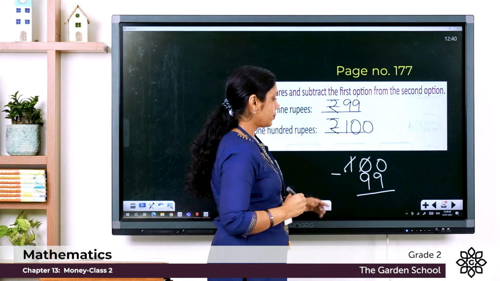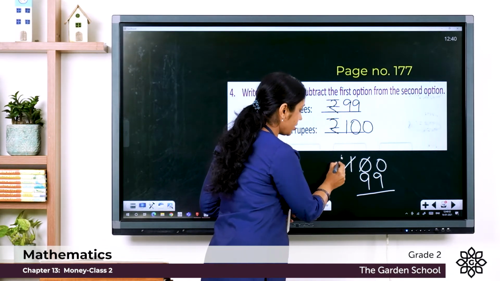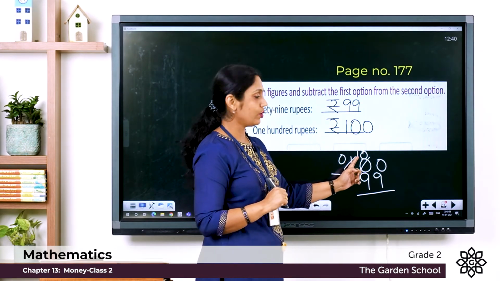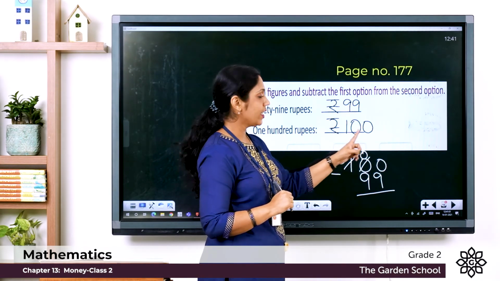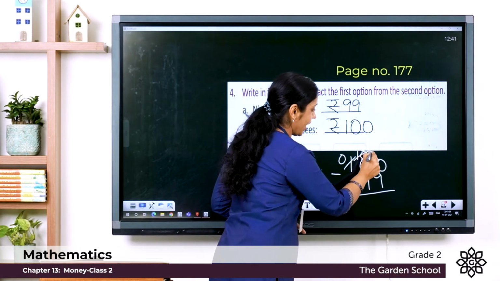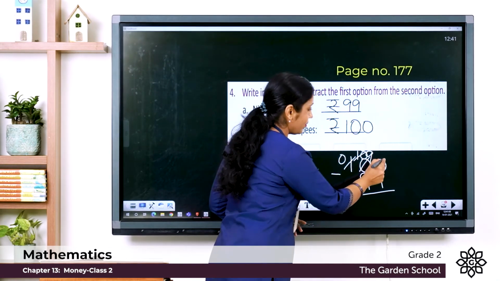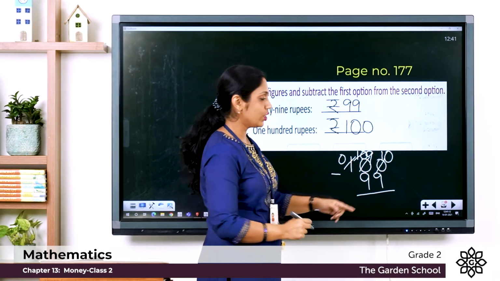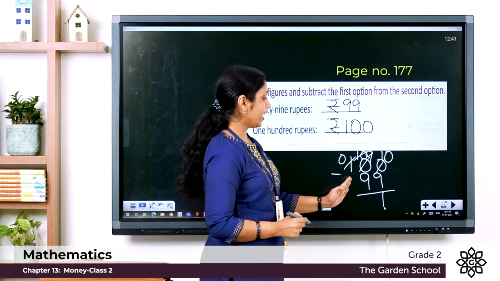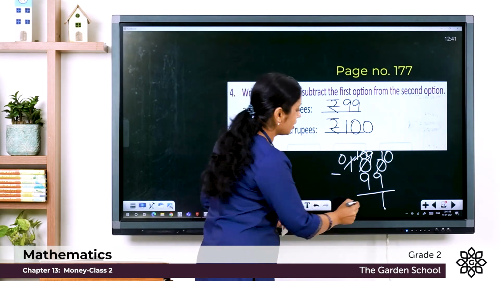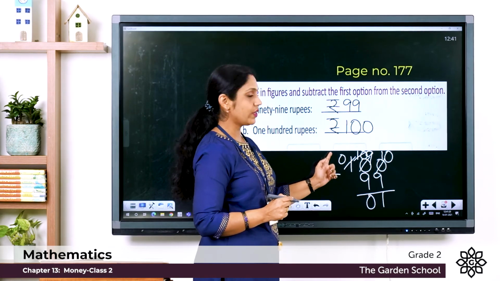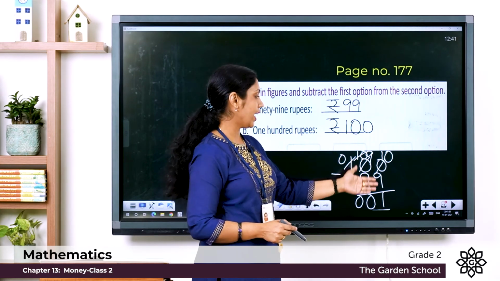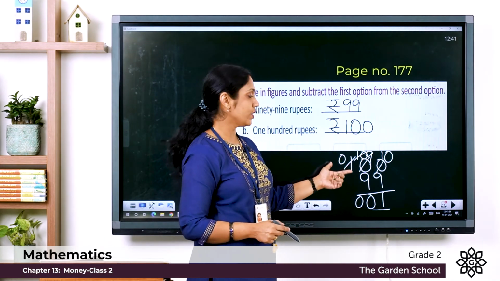So when we go to the hundreds place, from 1 when we borrow, here it becomes 0 and here it becomes 10. Now from this 10, we'll be able to borrow. So when we borrow to the ones place, here it becomes 9 and in the ones place, it becomes 10. Now we'll subtract 10 minus 9 is equal to 1. In the tens place, we have 9 minus 9, that is 0. And again in the hundreds place, we have only 0, that we'll write. And here we get the answer 1. So 100 minus 99 is equal to 1. So hope this is clear to you now.